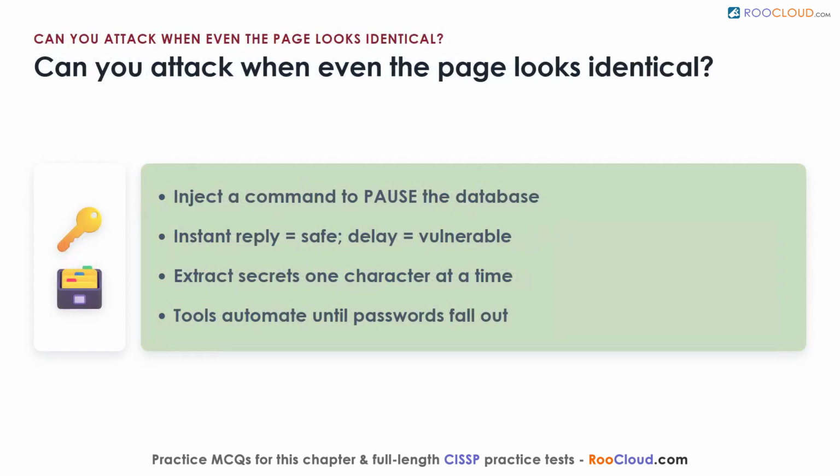Is there a way to attack when even the page looks identical? Yes, through timing-based blind injection. When the content never changes enough to read, the attacker uses the clock instead. They inject a command that tells the database to pause for a set number of seconds before responding. If the page comes back instantly, the app is probably safe, but a deliberate delay reveals the vulnerability. Cleverer still, an attacker can extract secrets one character at a time by asking, "Does this letter match?" And if so, wait. Tools automate this until an entire password falls out. Think of knocking on a wall and timing the echo to map what is hidden behind it.